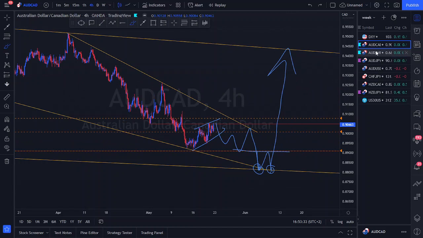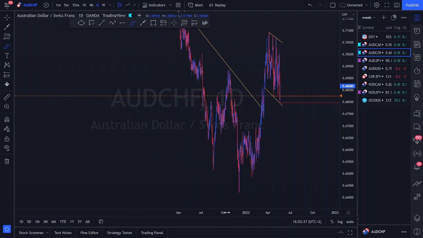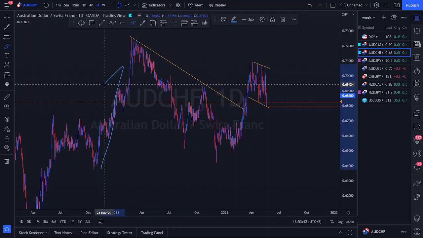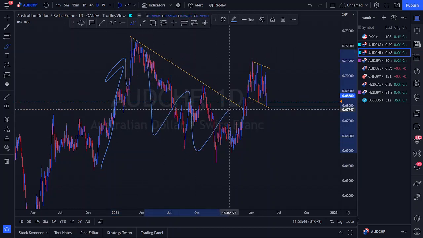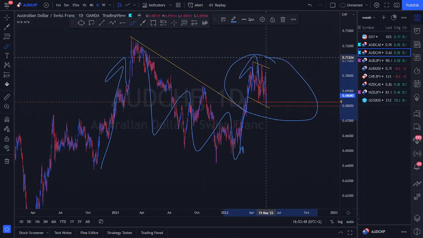Otherwise, let's go on to our Aussie Swiss franc. So we'll start off on the daily for Aussie Swiss franc. Now what we can conclude here from a daily perspective is that we do have some momentum to the upside. We've got an overall corrective structure here. We've got more momentum to the upside, and we've got a new corrective structure here.